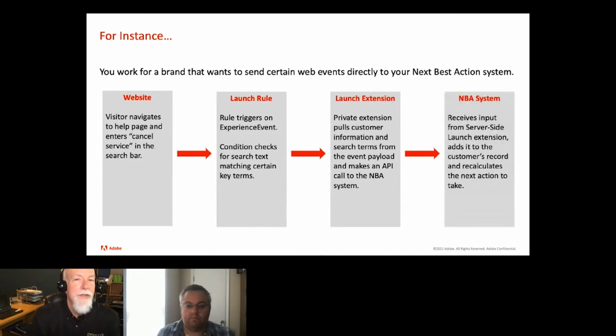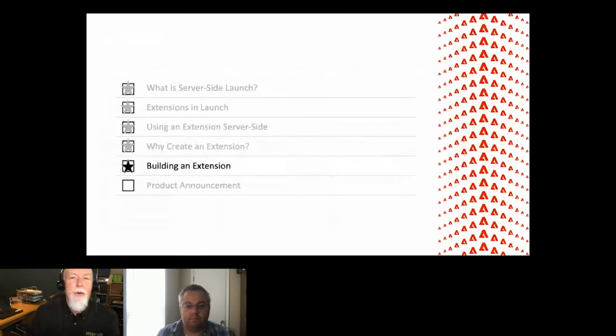That call happens, and then the NBA system is going to pick it up, receive that information, add it to the customer's record, recalculate what the next action to take is, whether it's to send them an email, put up an offer, route them a specific way if they call into the call center, or whatever. And again, this is happening more or less in real time, right? And it's something you can build that is unique and custom to your environment and the way you do things. So let's talk a little bit about the process of building an extension.